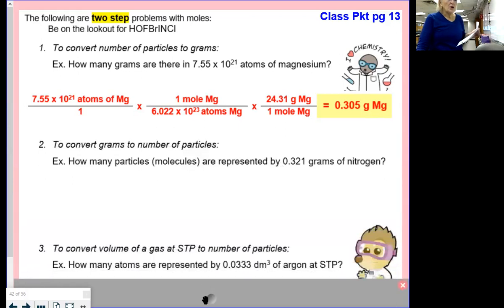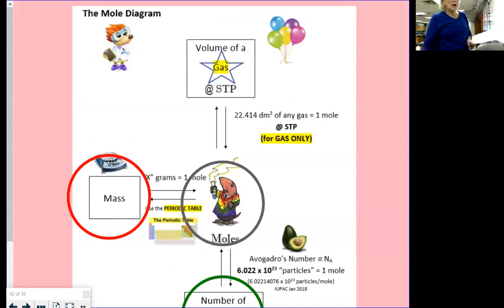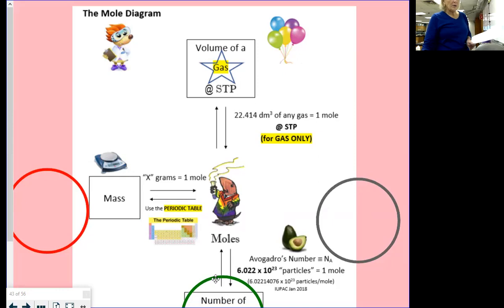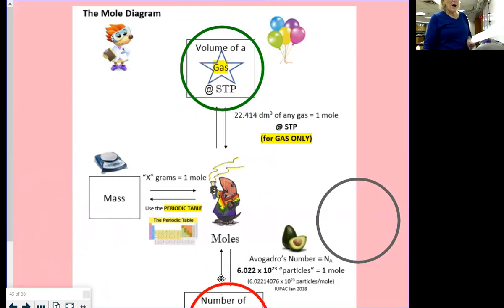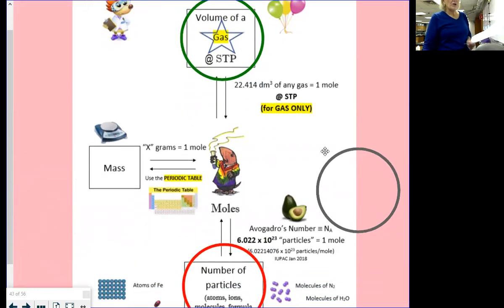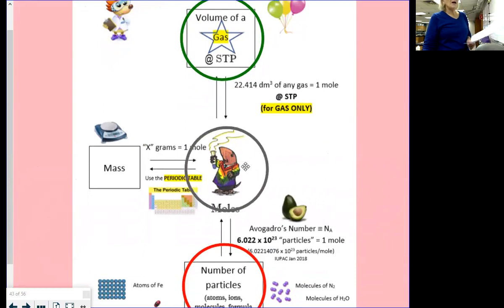Number 3, you want to say how many atoms are in a volume of argon. So for this one, you're starting with how many atoms are in a volume. You're starting with a volume of argon. You want to tell them how many atoms are in that volume. You've got to go through the mole diagram. Volume using this to moles, down to particles using this.